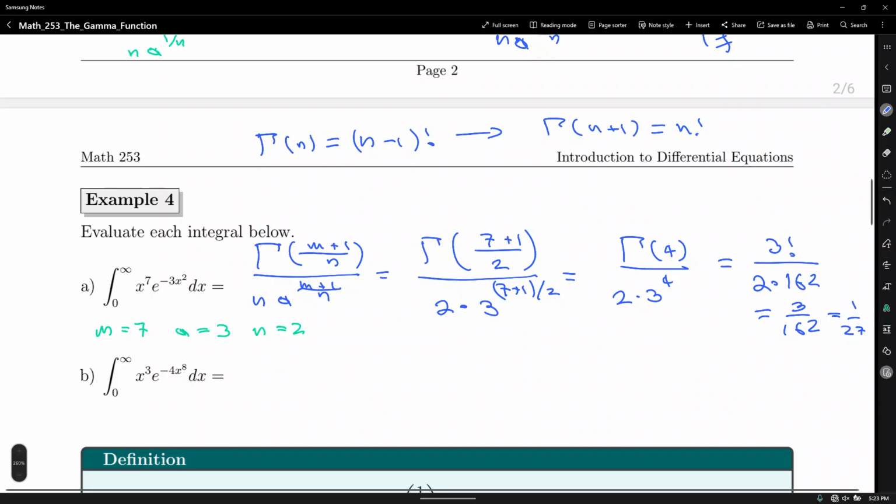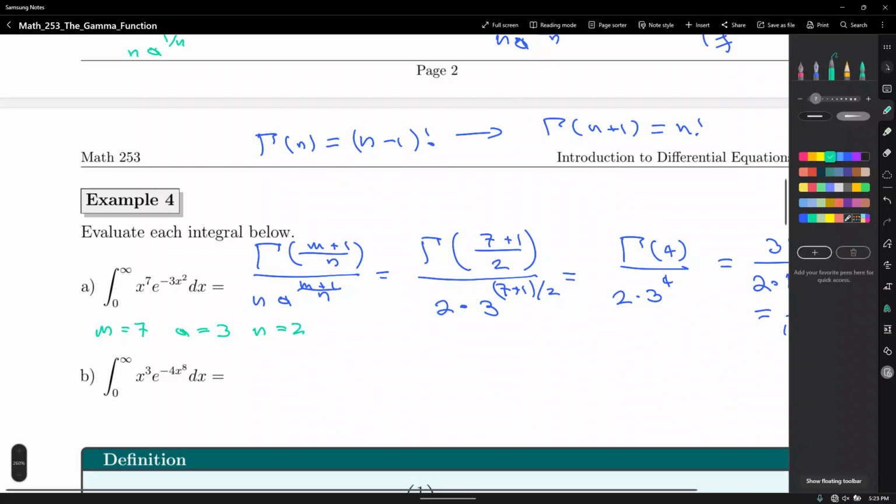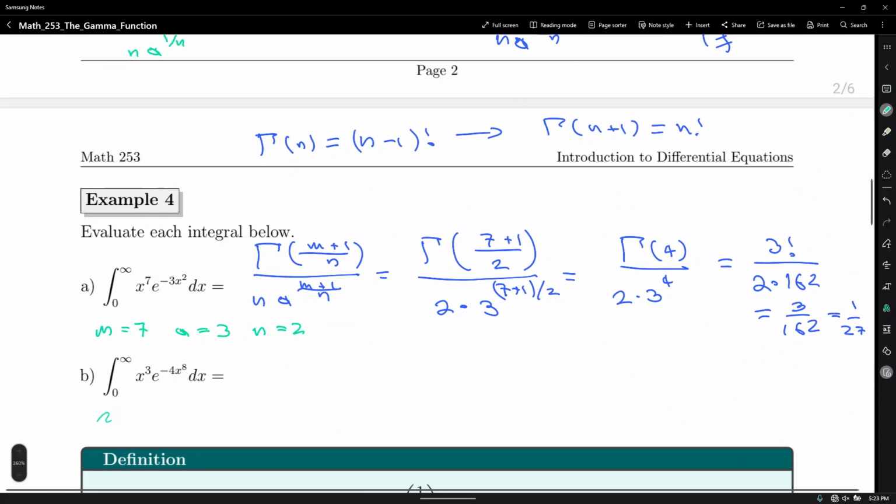So let's do the next one. For the next one, m equals the power of x, which is 3. A equals 4, whatever multiplies the variable x in the exponent without the negative sign.